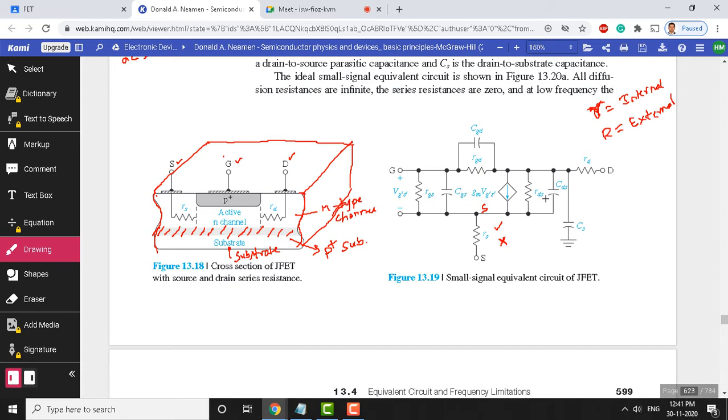Likewise, we have RDS and CDS. There is a resistance between drain and source, a capacitance between drain and source, and there is a resistance and capacitance between gate and drain also. Look at this device from all perspectives. I would like to draw the symbolic representation of JFET and then show different elements here.